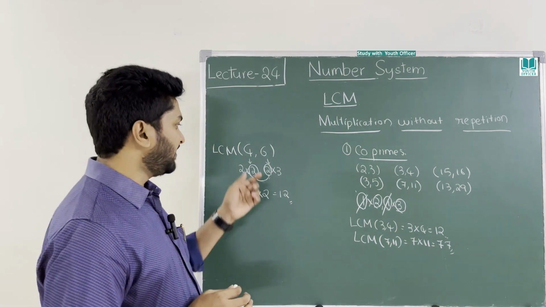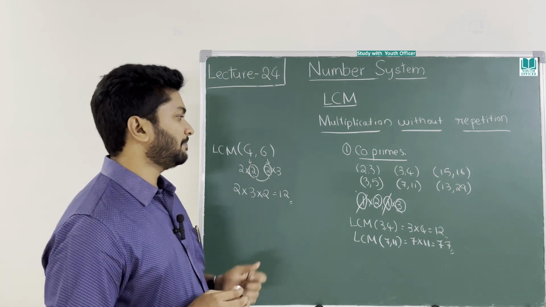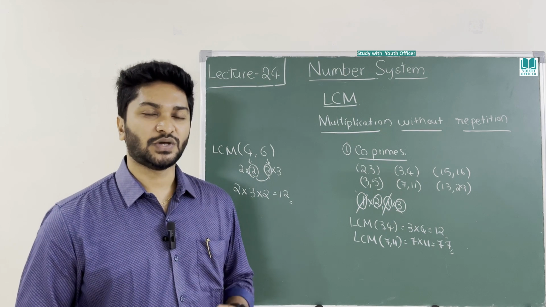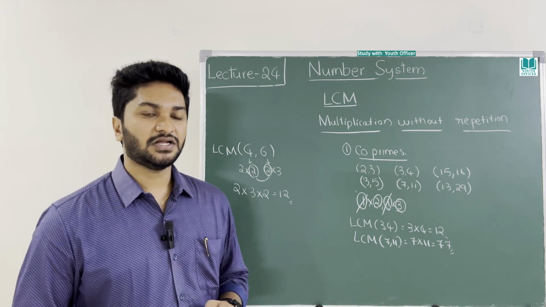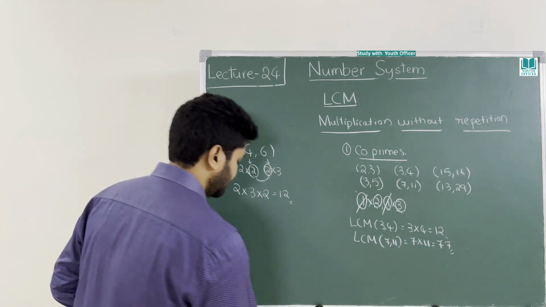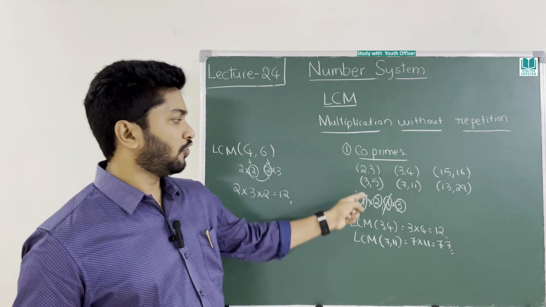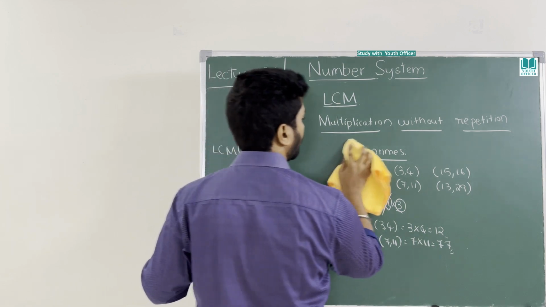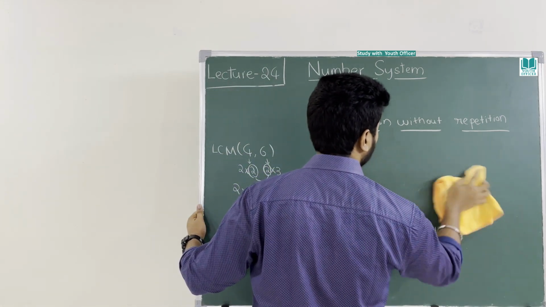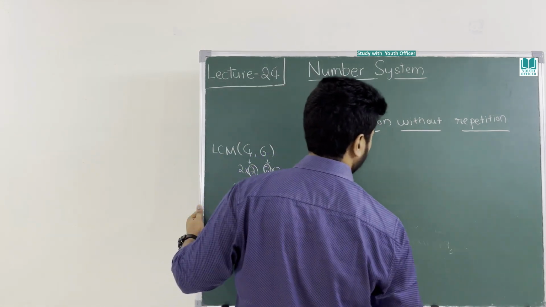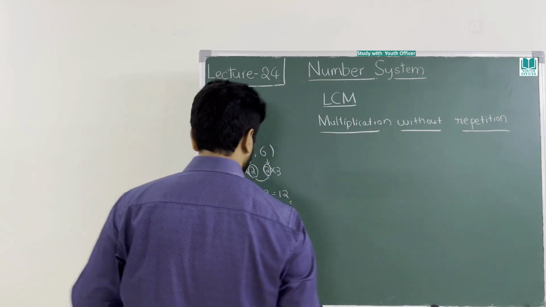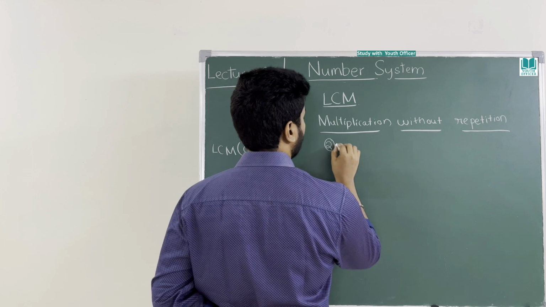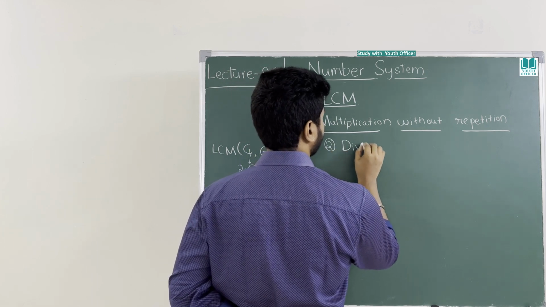Every time to see the repeating part will be very challenging. That's why there are some methods to calculate LCM. What are those methods? First method is, as you know, if they are co-primes, directly you can multiply. Okay, what if they are not co-primes? How do you calculate LCM for those numbers? You have to know this method. Second method is the division method.